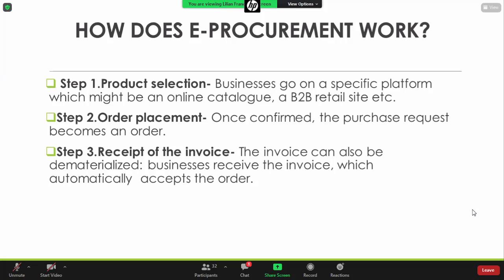Ito na yung second step natin, yung order placement. This is automatically sent to the supplier concerned as an electronic document or via a marketplace. So yung supplier ipe-prepare na yung product for delivery. After nun, for the third step is receipt of invoice. The invoice can also be dematerialized. Business receives the invoice which automatically accepts the order, pwedeng as a PDF file or electronic document.